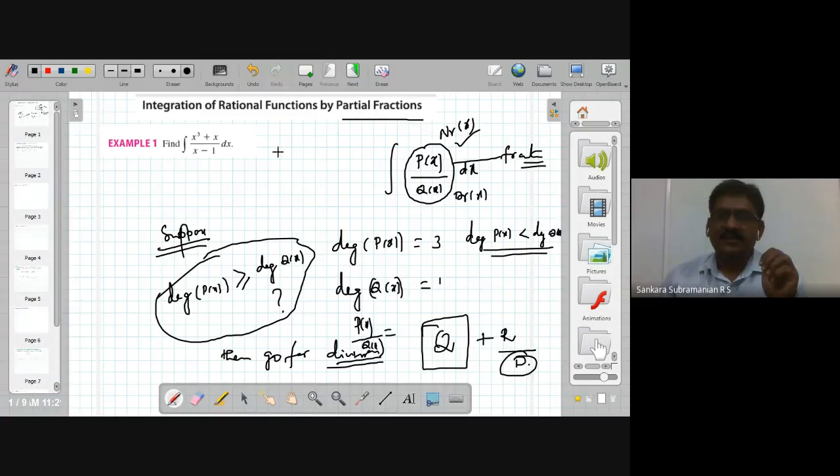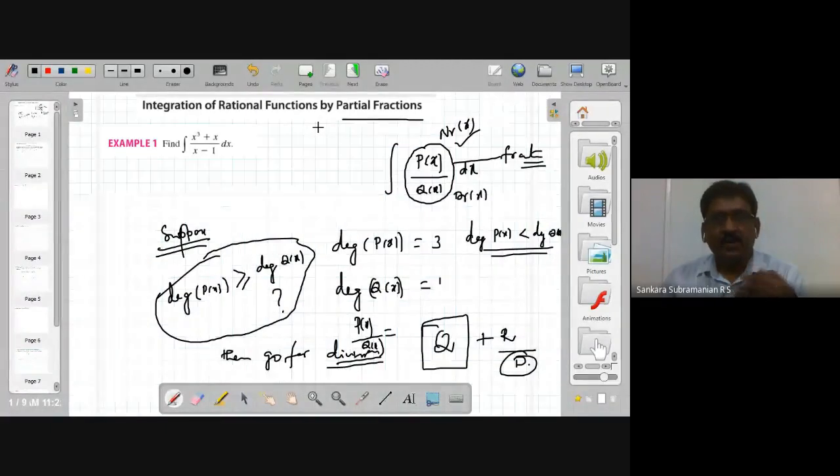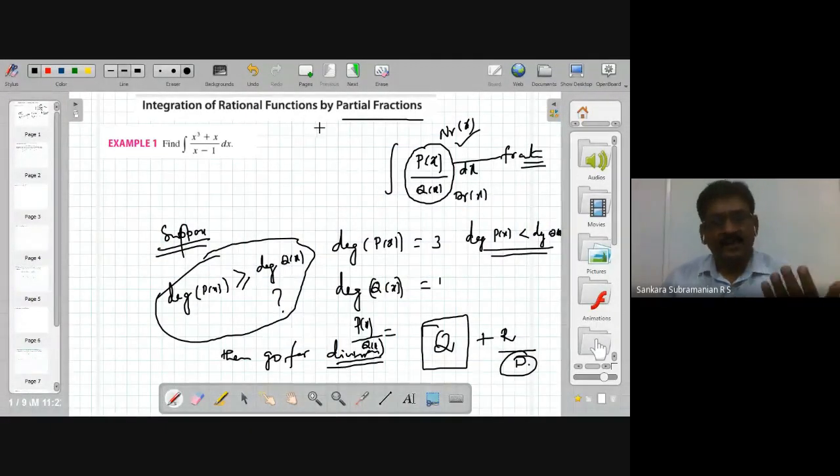And in partial fractions, we have so many cases. We go one by one: the linear case, non-repeated linear cases, repeated linear cases, and the third case will be non-linear, which means a quadratic form in the denominator which is not repeated, and a quadratic form in the denominator with repetition. There are 4 cases that we are going to discuss. Slowly, one by one, we shall see how these partial fractions will help you for the integration of rational functions.